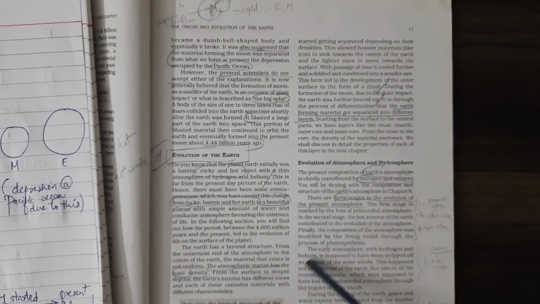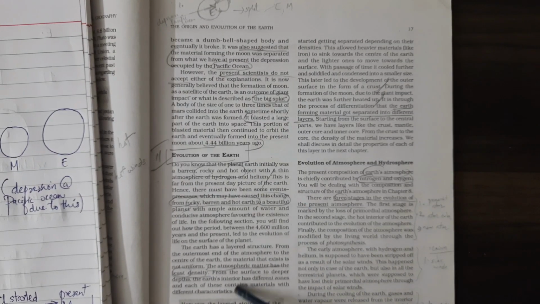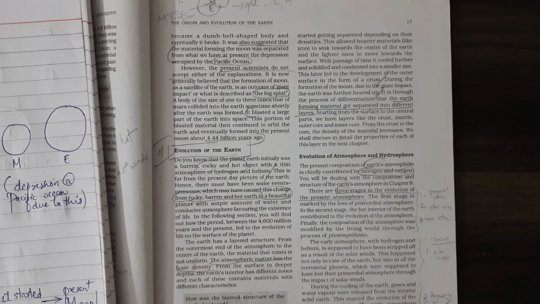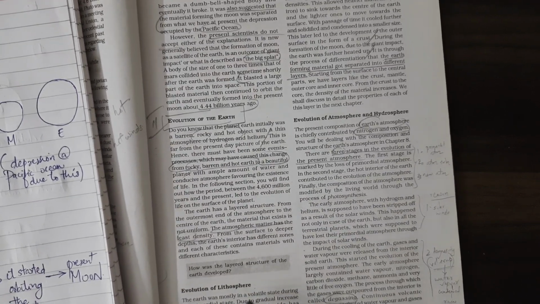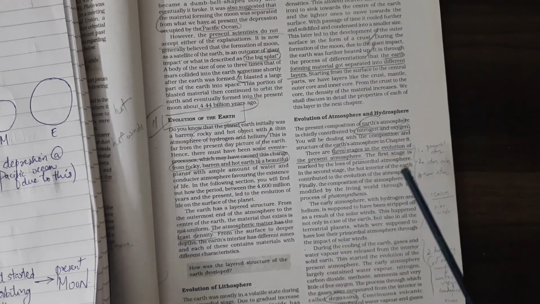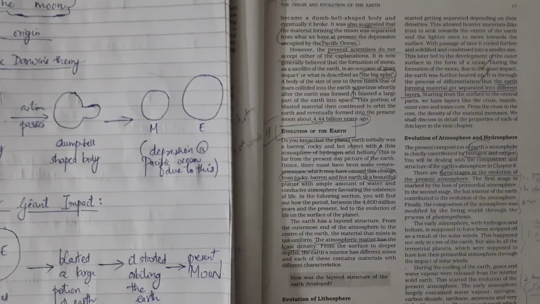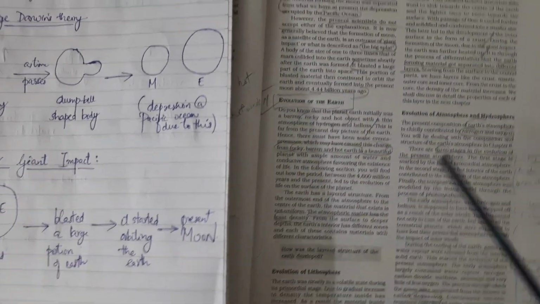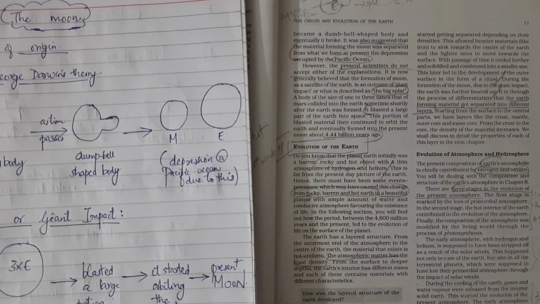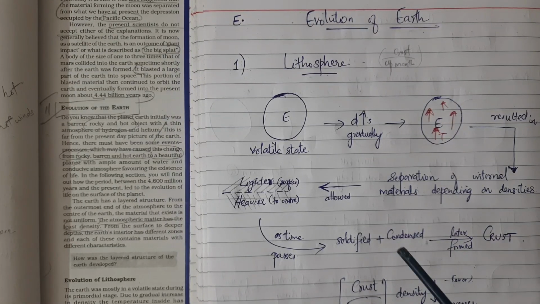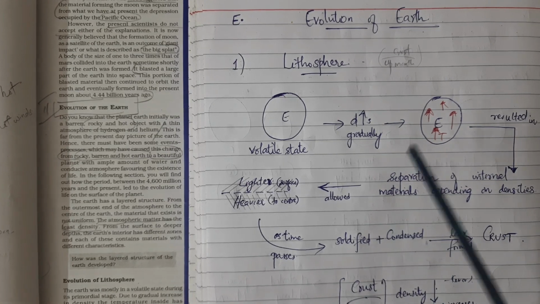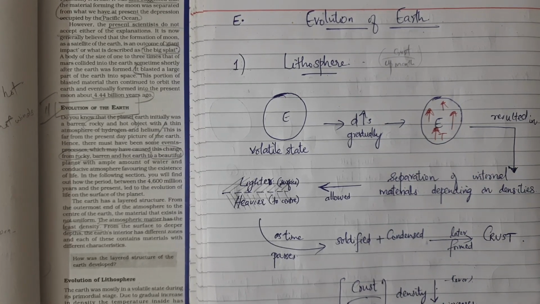So that is over. Then we have the topic called evolution of the Earth, and it includes the subheadings like evolution of lithosphere, and the evolution of atmosphere and hydrosphere. So these are the topics we are going to cover. In evolution of lithosphere, this is the main idea. The lithosphere means the upper mantle and crust combined. We will study about it in detail in the coming chapters.